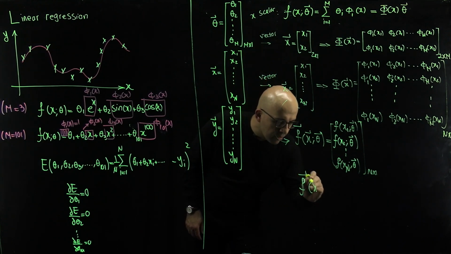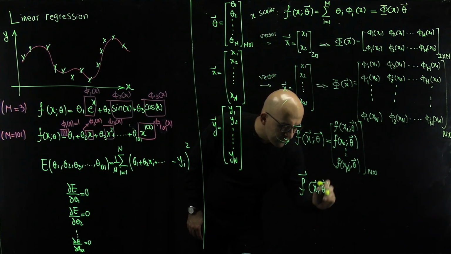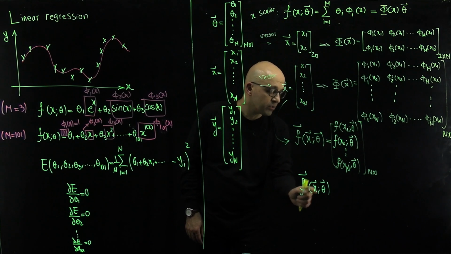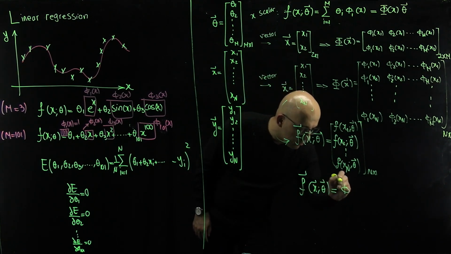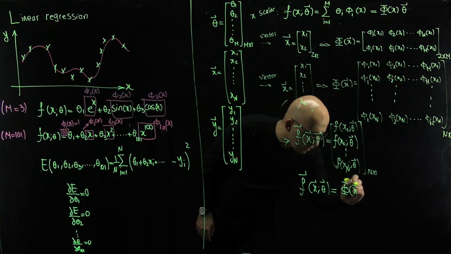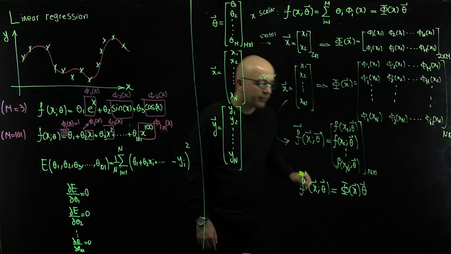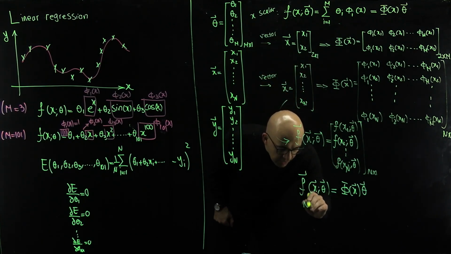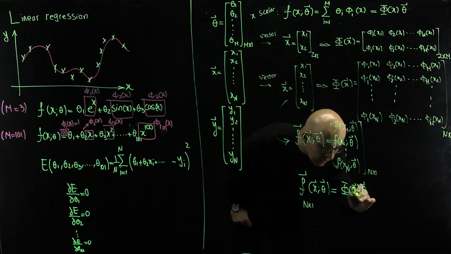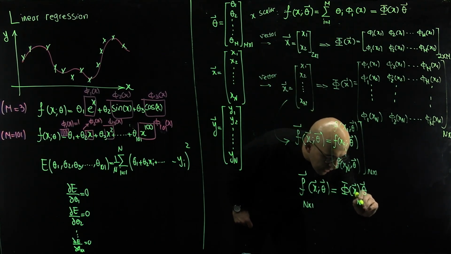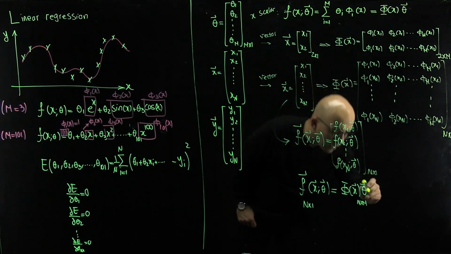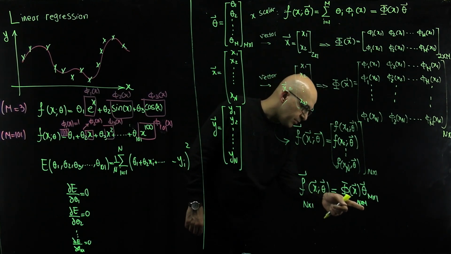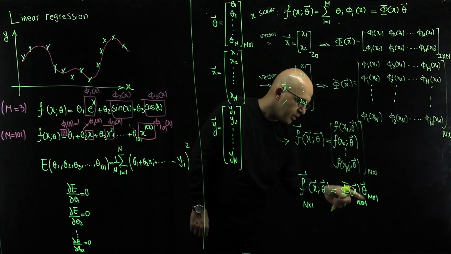So f of x bar, this is f evaluated at all these x. So the size of this vector f is always the size of the vector x. That is just simply equal to phi evaluated at all x times theta. So let's look at this from the linear algebra point of view. This is a vector of size n by 1 because that's the size of x. This is a matrix of size n by m, as we've shown here. And theta is m by 1. So if you multiply this n by m matrix times this m by 1 vector, you get n by 1, which is this vector.